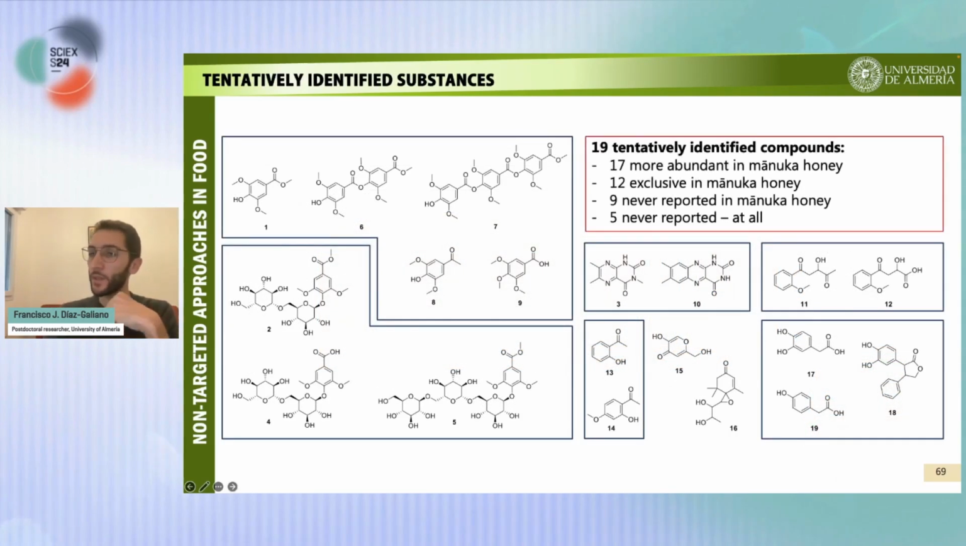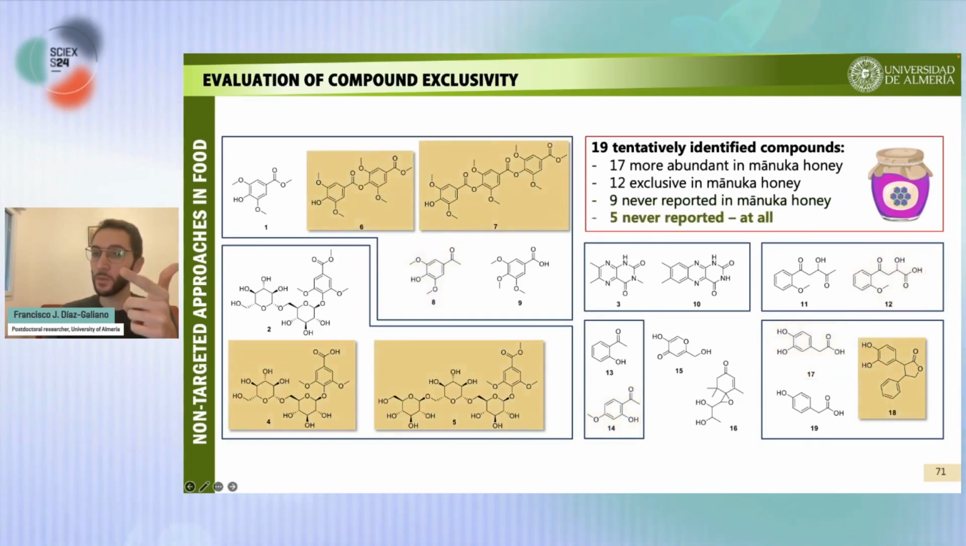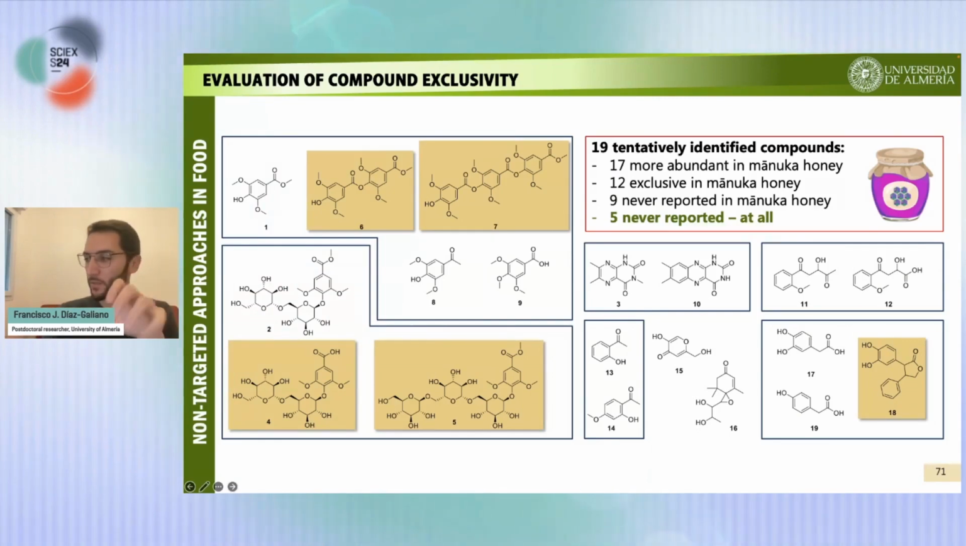So there were 19 tentatively identified compounds. Out of these, 9 had never been reported before in Manuka honey, but they had been in other commodities, and 5 had never been reported to the best of our knowledge at all. This was the first time this feature had been described, and they were mostly exclusive to Manuka honey.